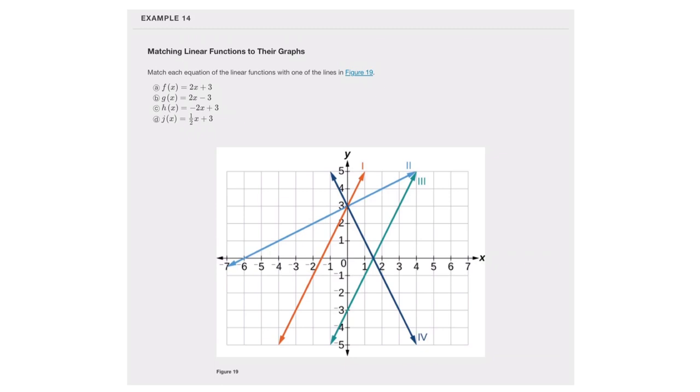Okay, match each equation to the linear function with one of its lines. So for part A, we have f of x equals 2x plus 3. So that means our y-intercept is 3 and it has a positive slope of 2. So that means we go up 2 and over 1. So it looks like f is 1, or the red.